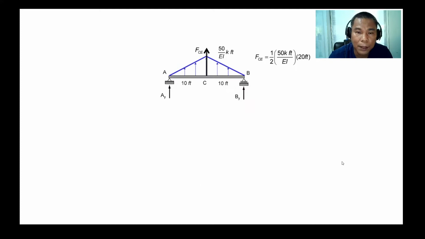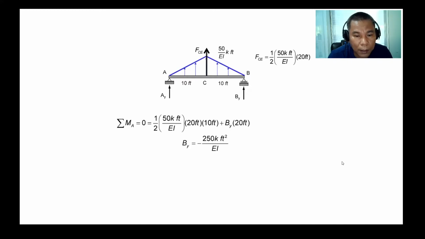So to determine the reaction, you just simply determine the resultant of the loading, that is the triangular loading. That's 1/2 of the height, 50 over EI kip-ft, times the length of the beam, that's 20 feet, and divided by 2, that would be the resultant. That's 50 times 20 divided by 2, how much? 500. Divided by 2, that's 250 kip each. Here it is. That's how I do it because it's just symmetrical.